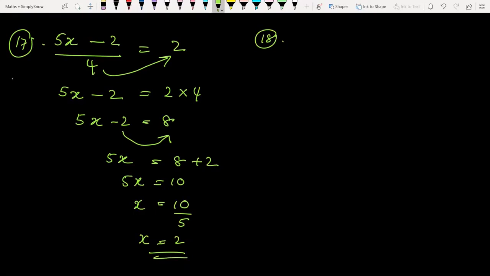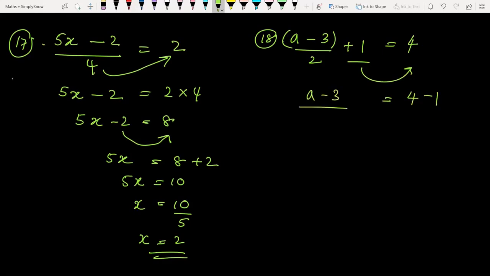18th one is a minus 3 over 2 plus 1 equals 4. Right, let's send this plus 1 to the other side. So it will become 4 minus 1. And a minus 3 over 2 equals 4 minus 1, which is 3. Then a minus 3 over 2 equals 3.